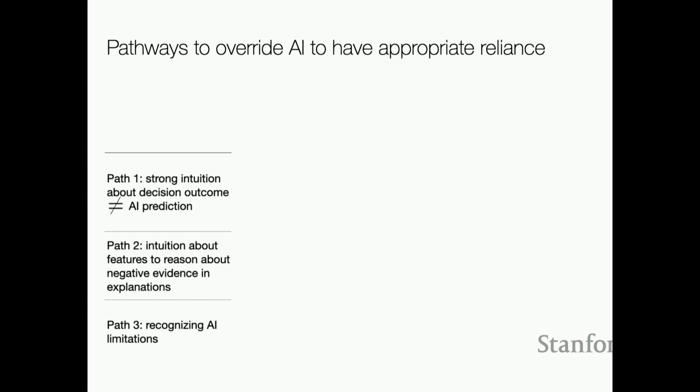And pathway two is quite similar to that Chen et al.'s paper: people apply intuition about the features to reason about negative evidence in the explanation, whether they disagree with how the model weighs, or they disagree whether that is actually similar to how the instance should go. There's also a third path, where people try to recognize AI limitation. Whether it's at a global level, they think, oh, AI is not good at this kind of case because of biases, or they try to recognize that for this decision, it's an ambivalent decision, they should not rely on it.